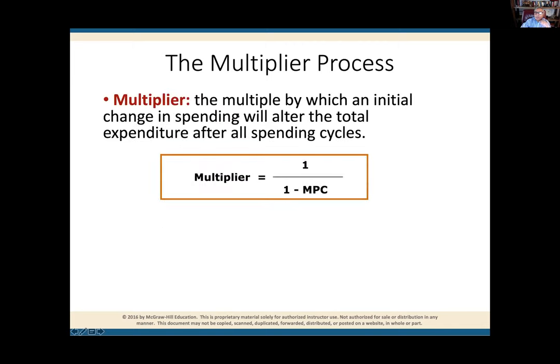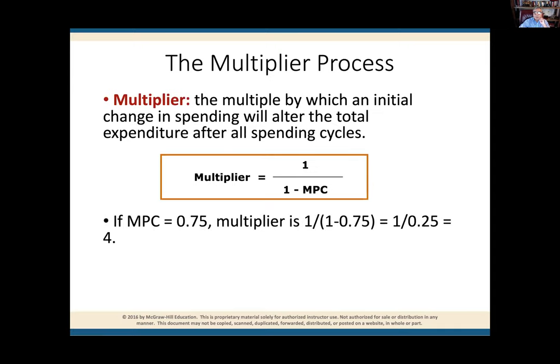What we're trying to understand is what we need to do. So the multiplier effect is the multiple by which an initial change in spending will alter the total expenditures after the spending of all cycles. And again, the formula is 1 divided by 1 minus the MPC. That's the formula for the multiplier. I created a little k, and that's the actual symbol of the multiplier. I think the textbook shows you the little k when you read the chapter. So if the MPC is 0.75, that means people are consuming 75% of every additional dollar they receive.